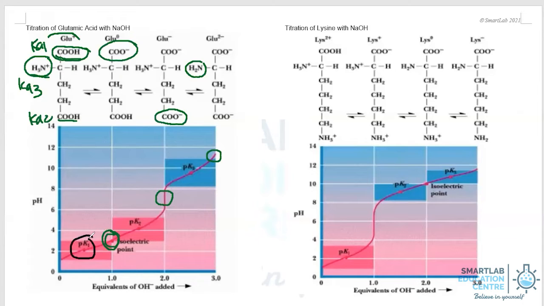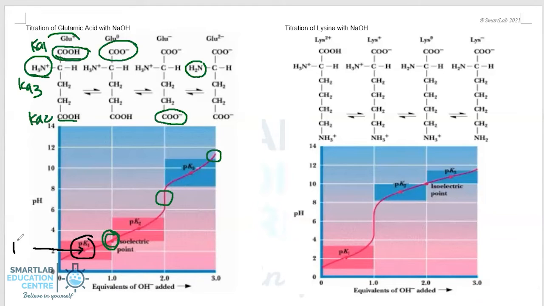The first buffer region is here. And to be specific, you will find that at the maximum buffer capacity, the pH is equal to pKa1. In the case of the second buffer region, the pH of the maximum buffer capacity is pKa2. And finally, for the pH of the final buffer region, it will be pKa3.